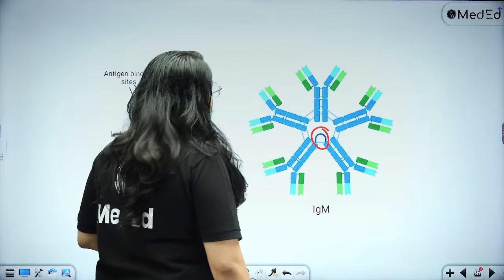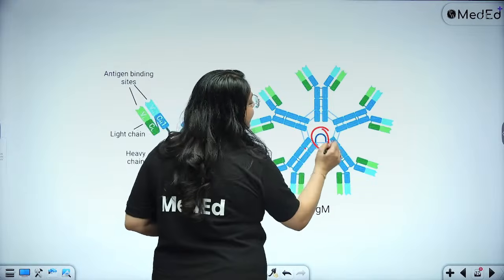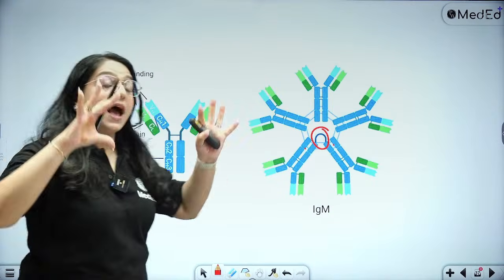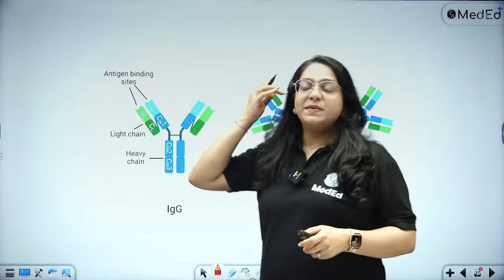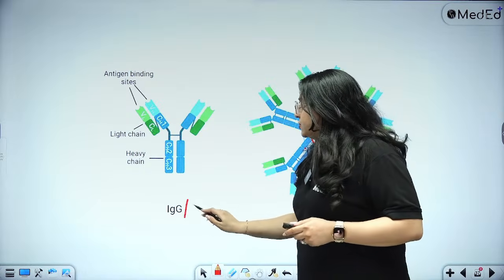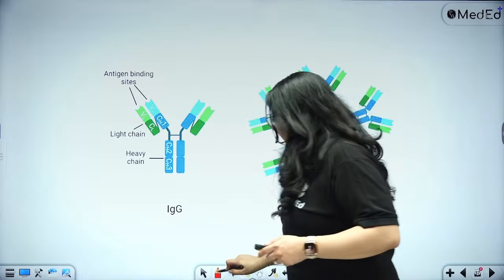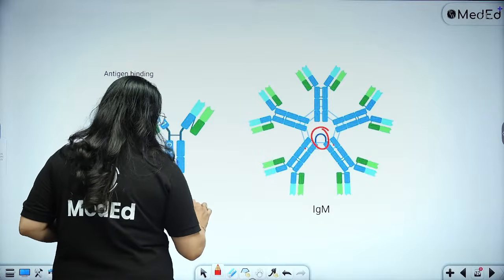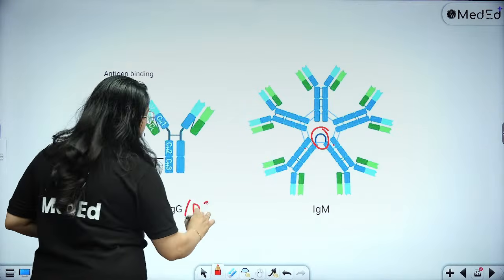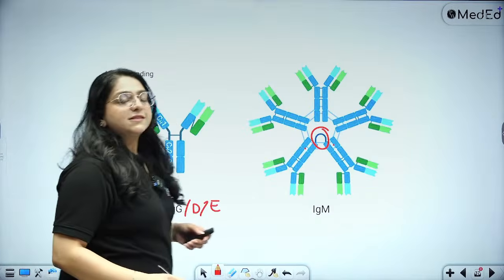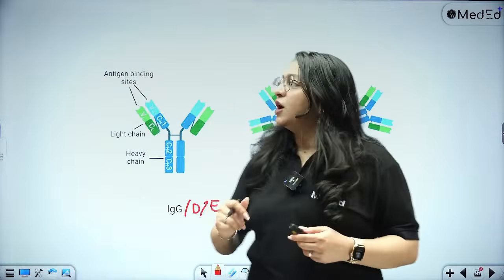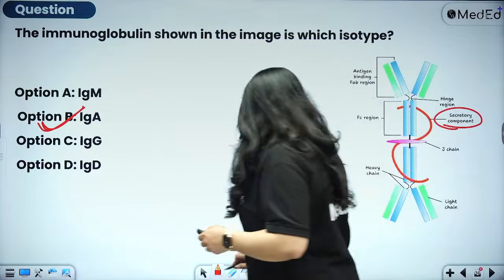Okay. The J chain is the one connecting the adjacent antibodies. This is the J chain. This is a pentamer. This is IgM. IgM is the biggest antibody. The rest, IgG, IgD, IgE, are all monomers. Monomers means single units. What else is there about IgA?